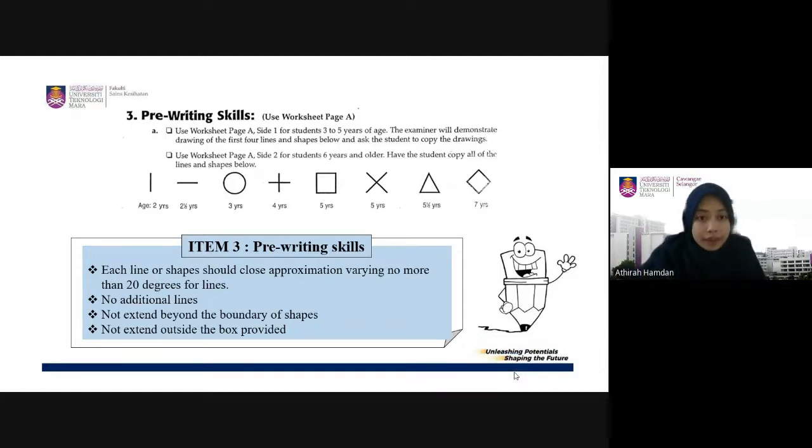After do copy task, examiner need to make sure each line or shape should close approximation wherein no more than 20 degree for lines. No additional lines, not extend beyond the border of shape, and also not extend outside the box provided. So next, item 4.